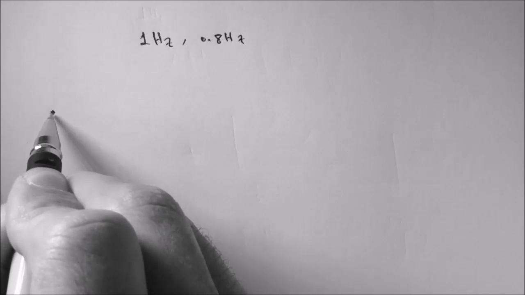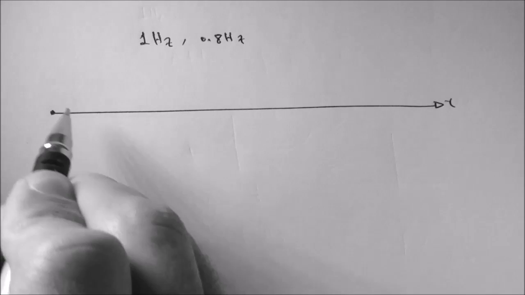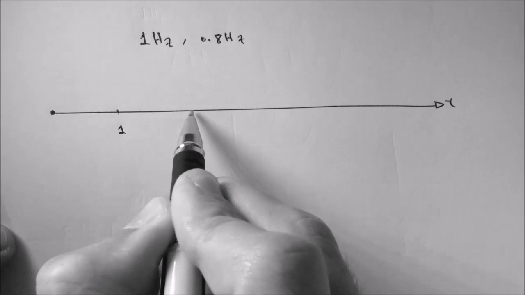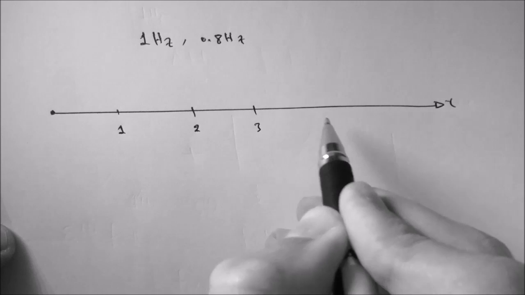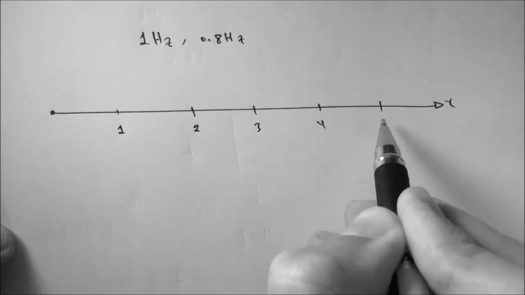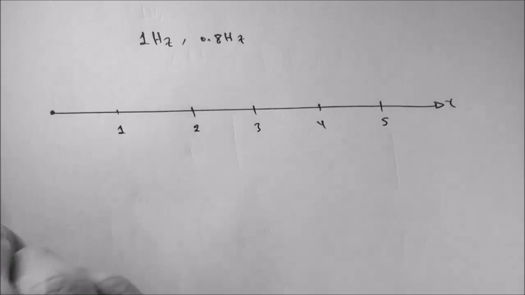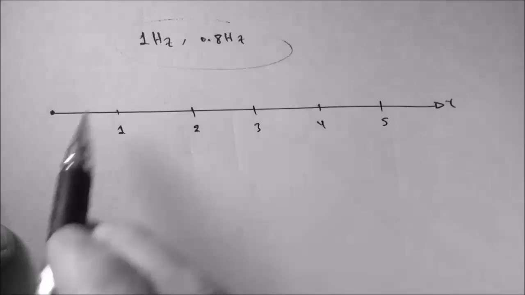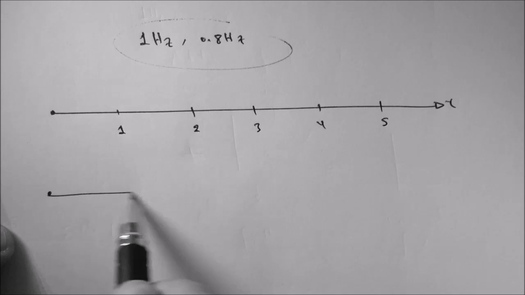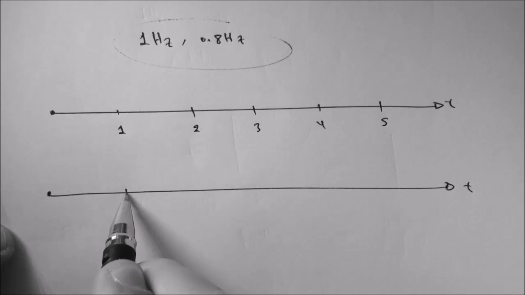So if this is the time axis, I'm not going to draw the y-axis because I just don't care for the shape of these two signals. So all conclusions I'm going to make are valid for any two periodic signals with these frequencies. And this is the time axis for the second signal.